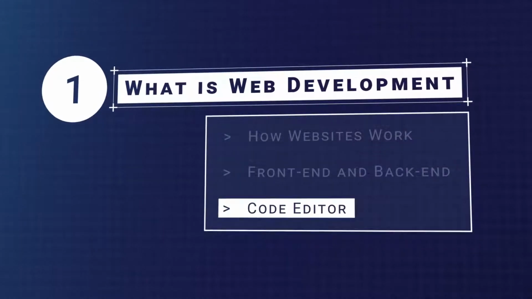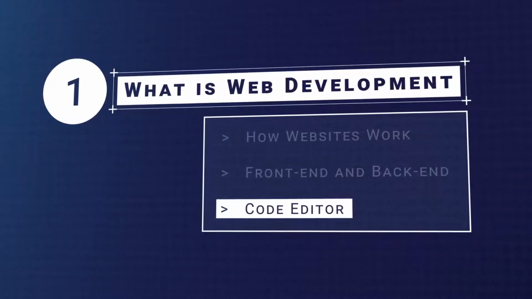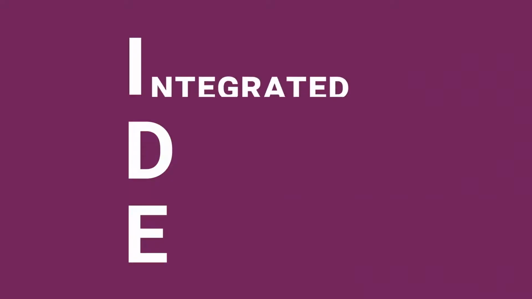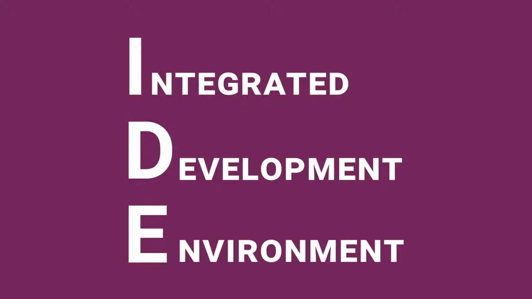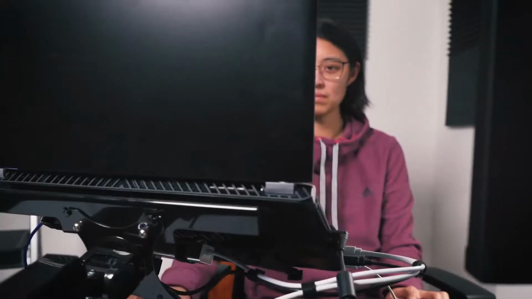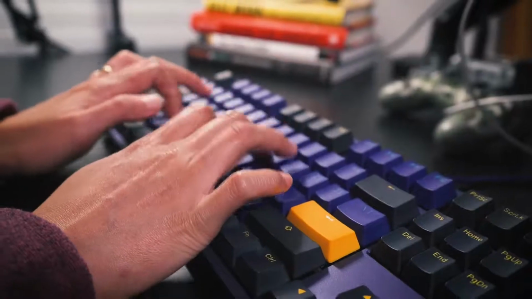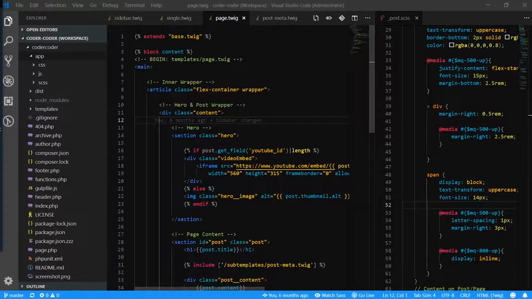When you build a website, the most essential tool that you'll use is your code editor, or IDE, Integrated Development Environment. This tool allows you to write the markup and code that will make up the website. There are quite a few good options out there, but currently the most popular code editor is VS Code.